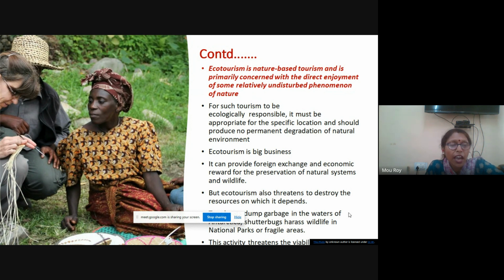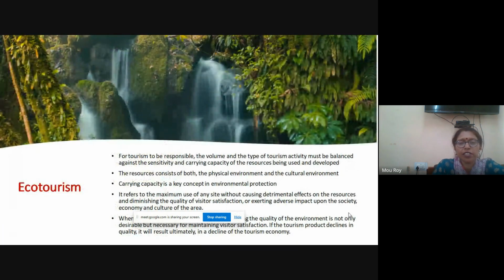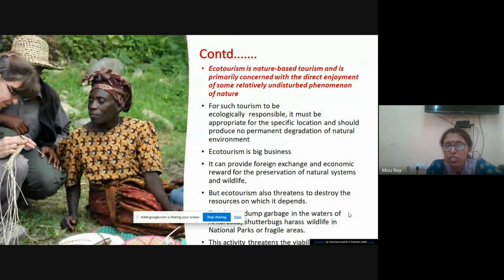In a previous slide I discussed carrying capacity. Each destination has some carrying capacity. You have to ensure that it is not being disturbed or harmed, because once it is harmed, the natural ecology of that place is disturbed. So you have to ensure that the natural habitat is not being disturbed.